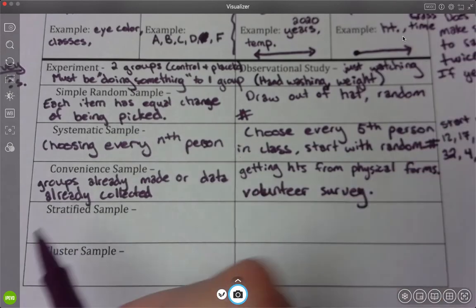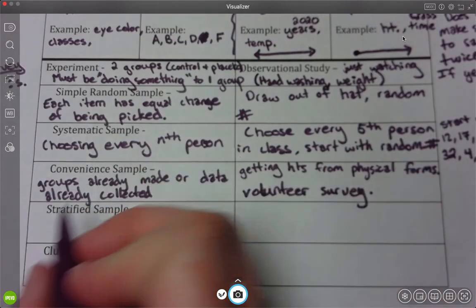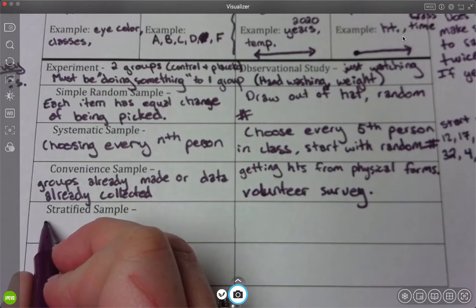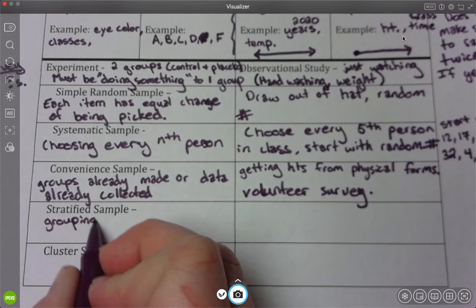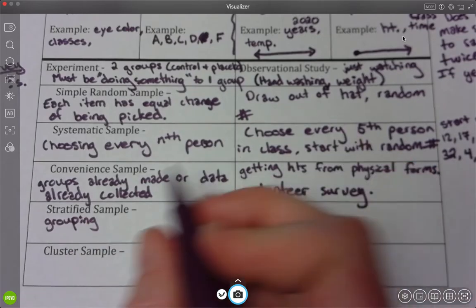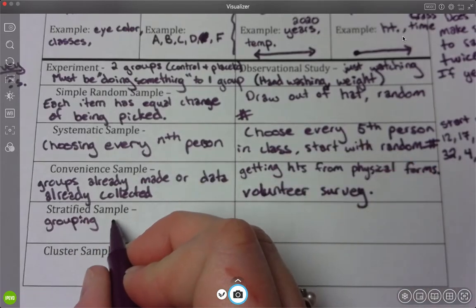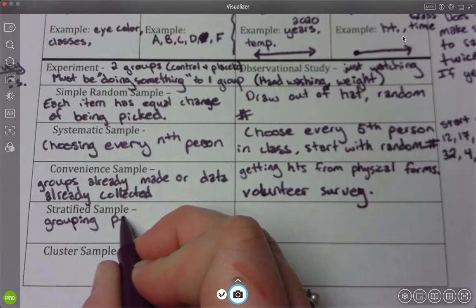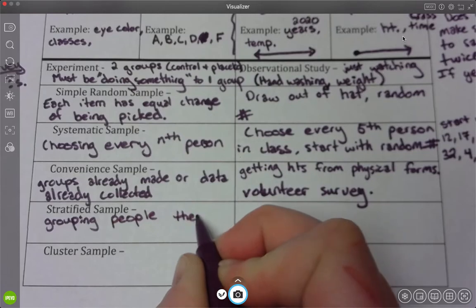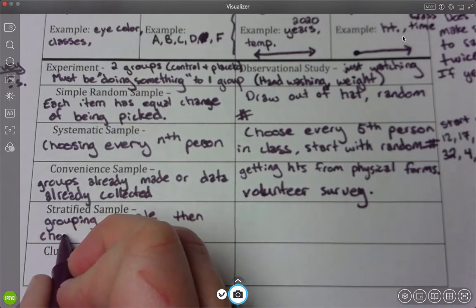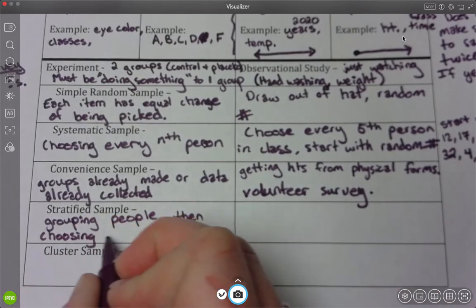A stratified sample would be grouping people, then choosing a few from each group.